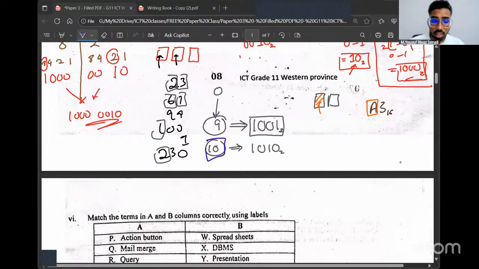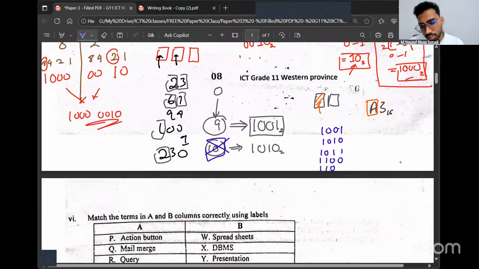Okay. That is not possible. So therefore, we say any number that's greater than 1001, that is 1010, or 1011, or 1100, or 1101, or 1110, or 1111. These five numbers, we call them invalid numbers.